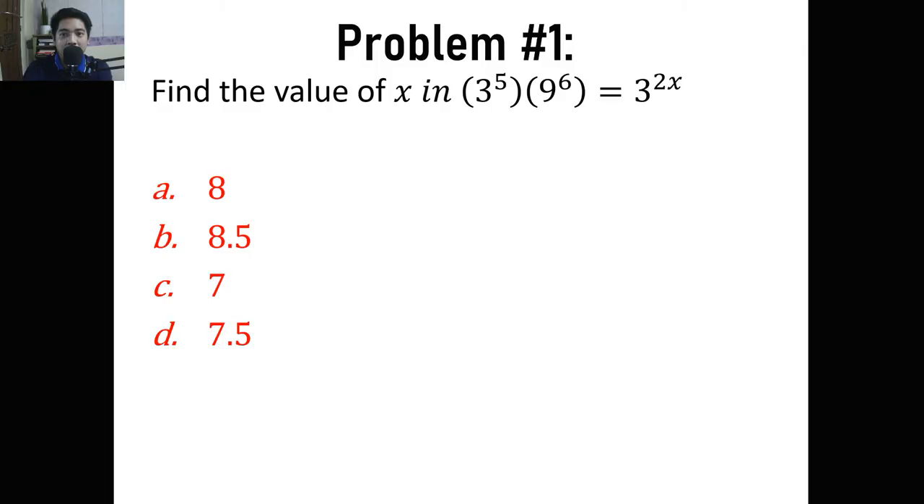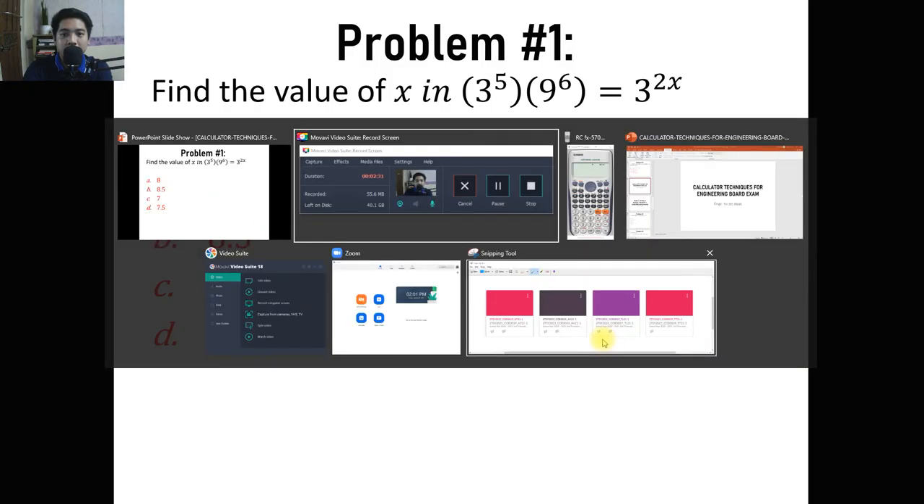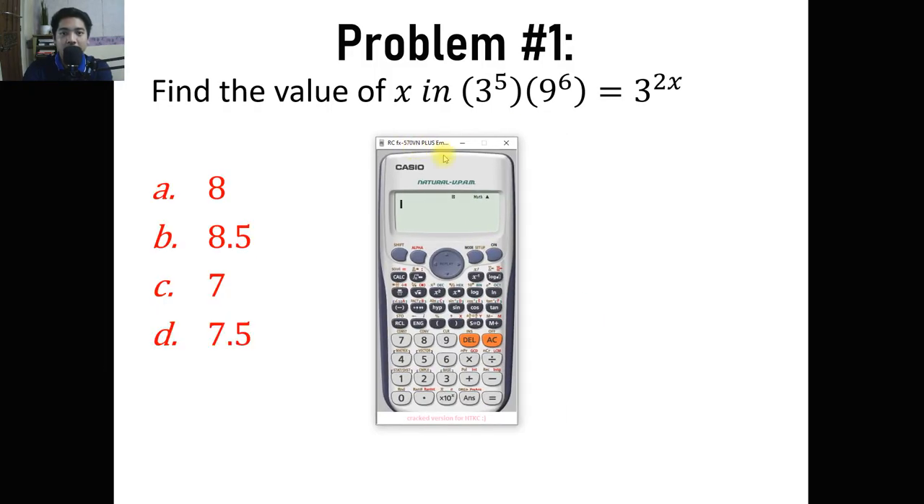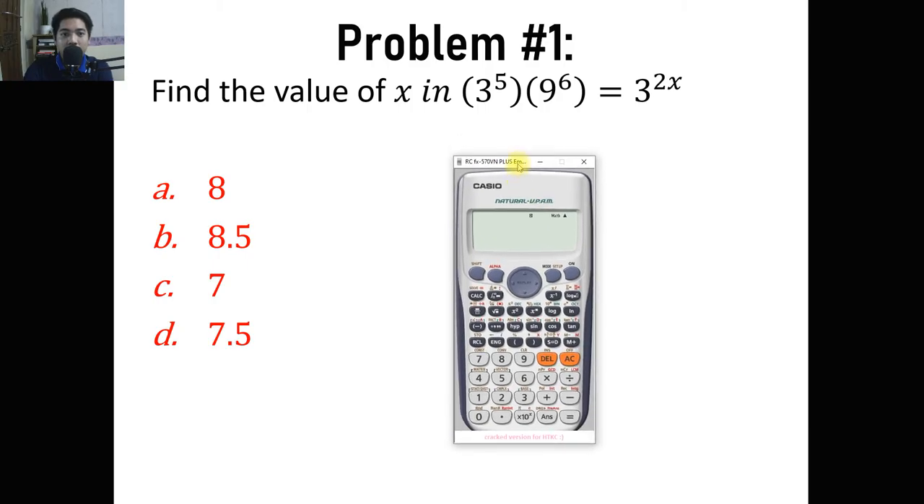So for our first problem, we have: find the value of x in quantity 3 raised to 5, quantity multiplied by the quantity 9 raised to x, 9 raised to 6 equals 3 raised to 2x. So our goal here is actually to find the value of x. We can solve this using algebra, of course. But if you don't know, we will be relying on the calculator techniques.